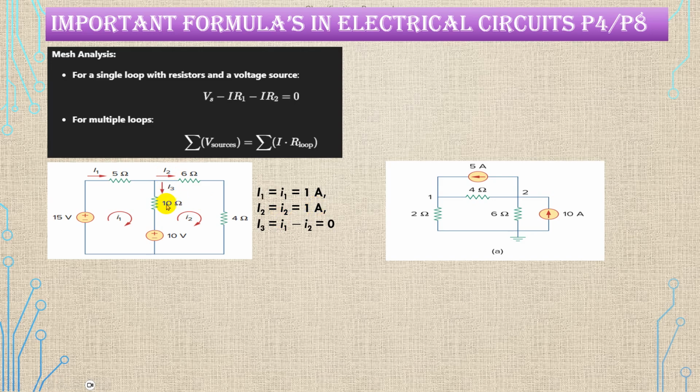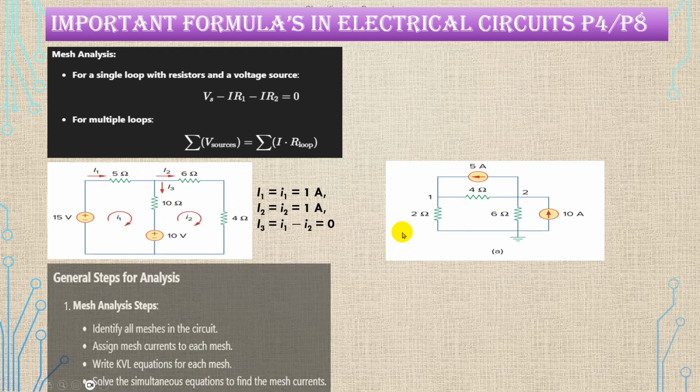Now what is I3? If you are considering I1 in this direction and I2 in the opposite direction, then I3 is nothing but I1 minus I2. But we already know I1 and I2 from the loop equations solution. Then I1 minus I2 may be 0, or it may vary. It depends upon the circuit values, resistance values, and source voltages.